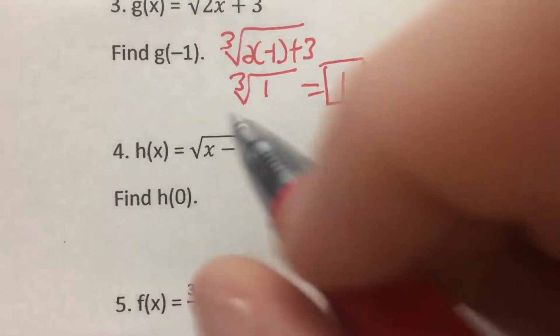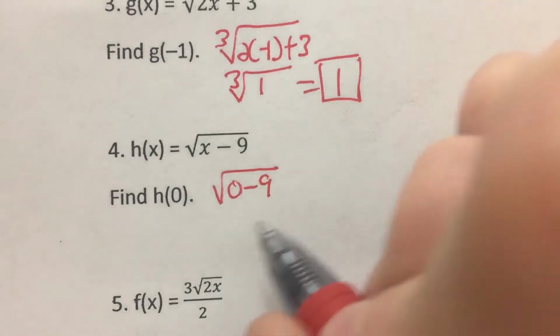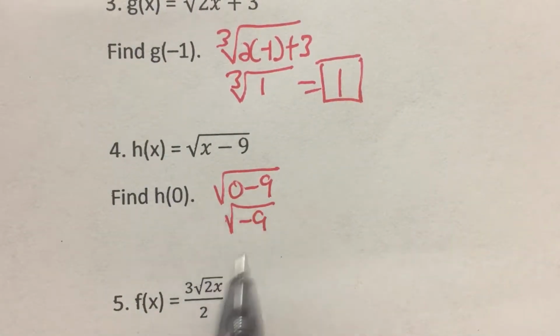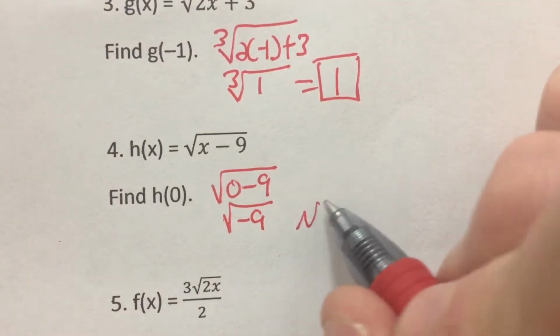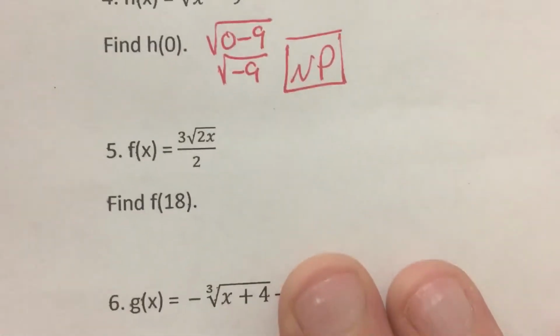Next one, if we plug in 0 for x, we would get the square root of 0 minus 9. 0 minus 9 is negative 9, and we have already established that you cannot square root a negative, so this is not possible. Okay, not possible.